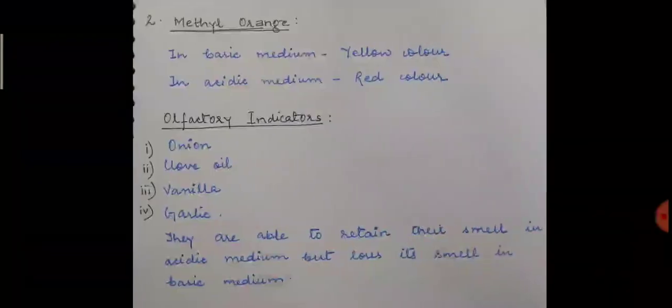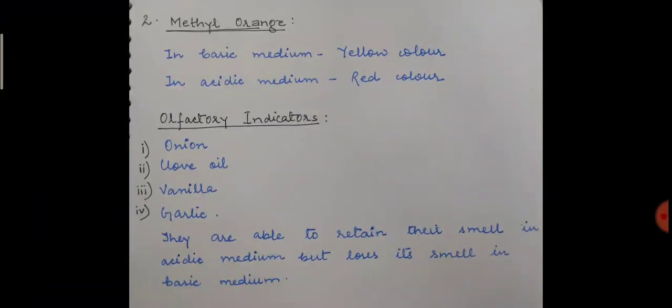Now the second one is methyl orange. In basic medium it shows yellow color, whereas in acidic medium it shows red color, and in neutral medium it is orange, as you can understand also from its name.